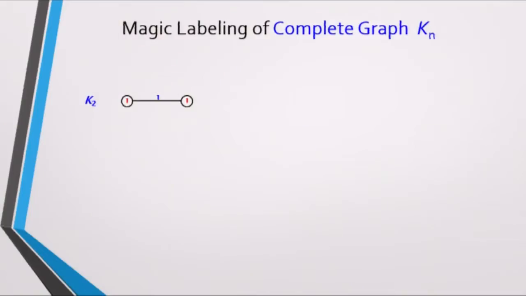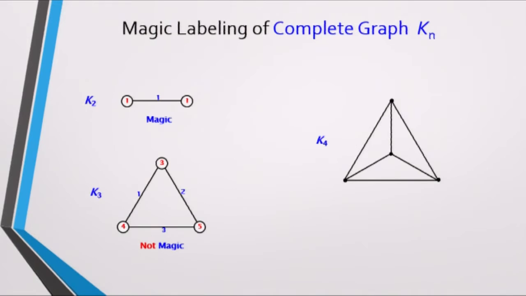Well, this is magic. Triangle, or case of 3. We have to label using 3 different numbers. And when we look at the sum, we have different numbers. So this is not magic. Same thing, using 6 different numbers to label edges. 10, so far so good. But this one is a 12, so this is not magic.